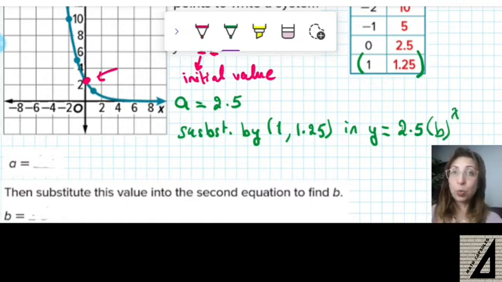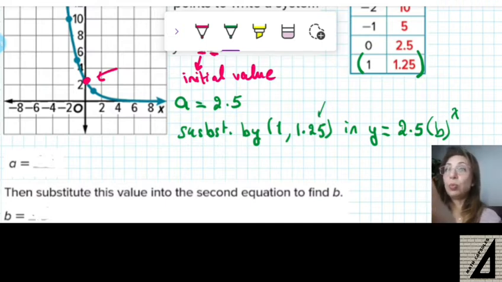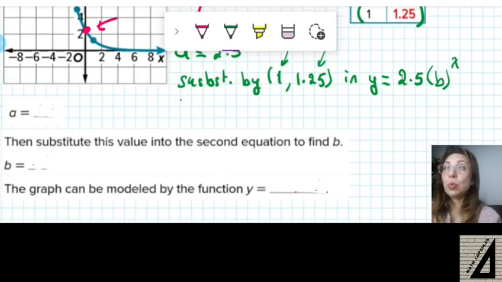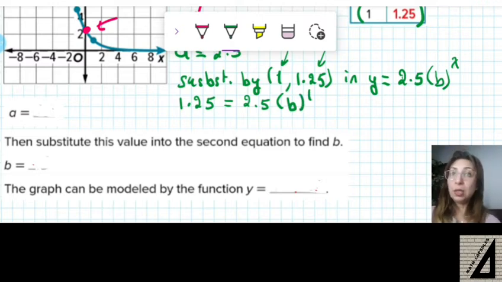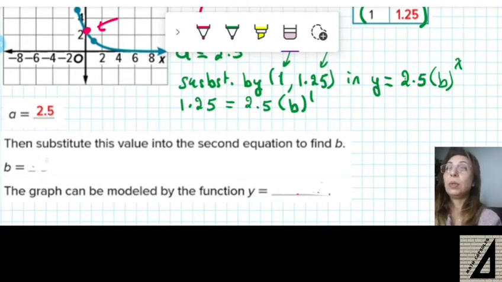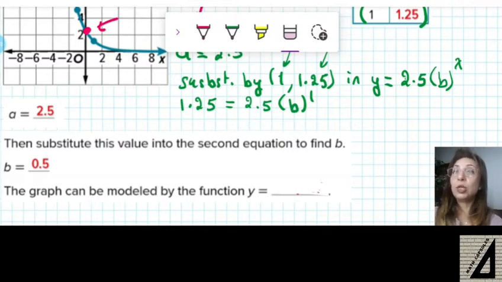and that's why I'm making now the second equation. y equals 2.5 times B to the power x. And what is y from here? y is 1.25 and x is 1. Let me write it. It will be 1.25 equals 2.5 times B, the unknown, to the power of 1, that is just B. By dividing both sides by 2.5, you will get B by dividing 1.25 over 2.5, you will get 0.5.